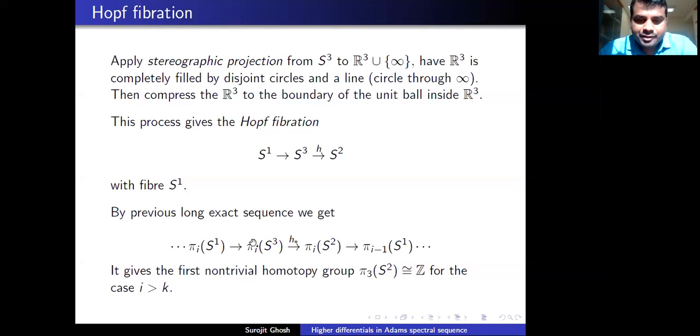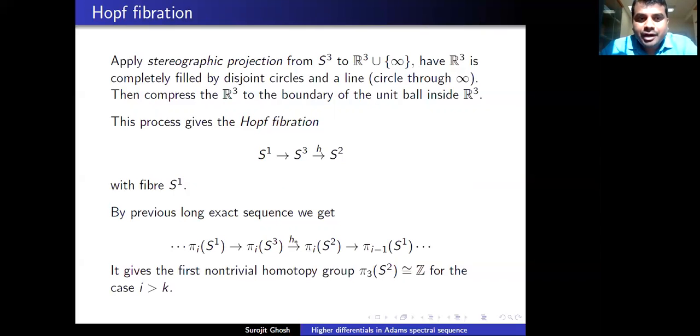It still gives you Z. So here we get that pi 3 of S2 is Z. This is the first non-trivial homotopy group when the homotopy dimension is bigger than or equal to the dimension of the sphere. This computation is due to Hopf, and it gives you evidence that you have a lot of homotopy groups when you increase the homotopy dimension rather than the space dimension.